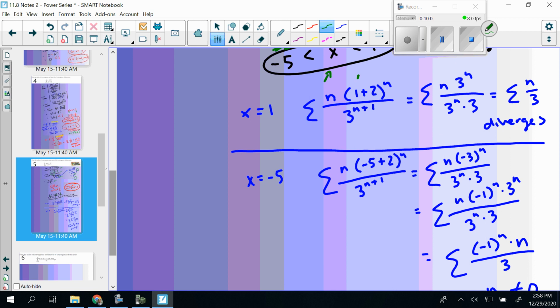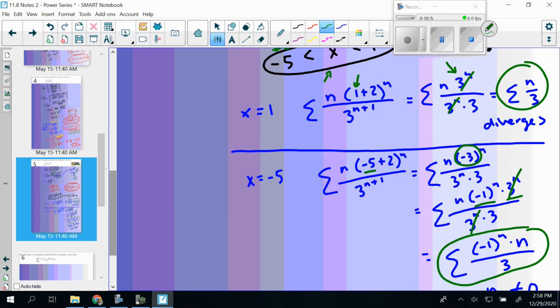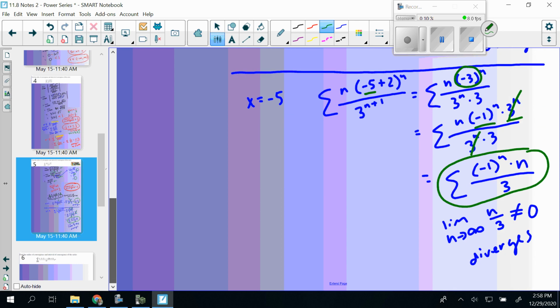So if we put 1 here in for where the x was, now we've got 1 plus 2, which is the same as 3. Those 3 to the n's cancel, so it's the same as just this series, which diverges because it's going to get very big as we go to infinity. And if you put -5 in, that ends up being -3 to the n. We can split that up as -1 to the n and 3 to the n. Now those 3 to the n's cancel, so we're left with this alternating series here. If you check the part that is not alternating as we go to infinity, that's not going to 0, so this is a divergent endpoint as well.